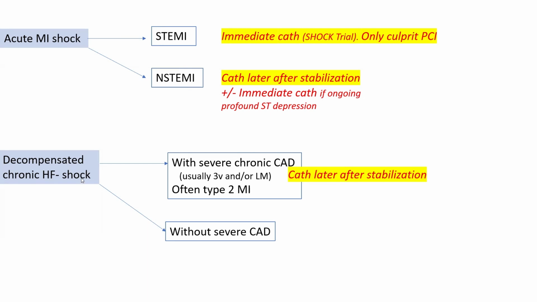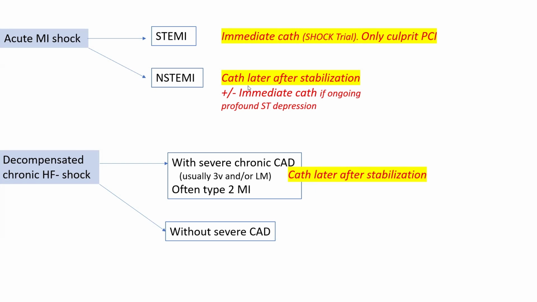Then you have the second big type, which is decompensated chronic heart failure shock, which has two subtypes: chronic heart failure cardiomyopathy with severe chronic CAD, not MI CAD, but chronic CAD, usually 3-vessel and or left main, and the cardiomyopathy heart failure shock without severe CAD, whether it's non-ischemic cardiomyopathy or it has revascularized CAD.